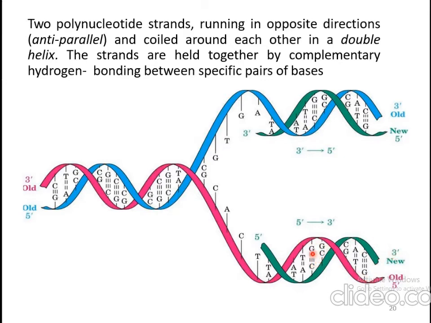The two polynucleotide strands running in opposite direction, or anti-parallel direction to each other, coil around each other in a double helix. Again, a double helix is formed, and these strands are held together by complementary hydrogen bonding between AT and CG. Again, specific base pairing is developed, and this strand gets detached from the parent strand, and the new double helical structure of DNA is formed. In this way, DNA replicates or duplicates itself.